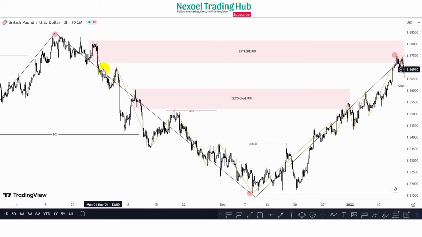Price pushed to the outside, raided the inducement. We have the fall of price. This is the inducement here. Price pushed to the outside, took out the inducement. We have our new lower high points. Price pushed to the downside, took out this lower low points. And then you can see this is the inducement here. Price pulled back, took out the inducement. We have a new higher low point.